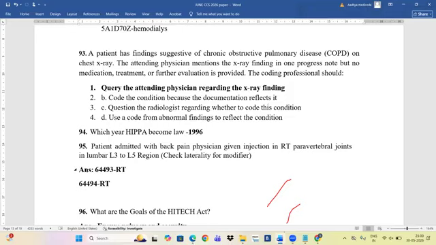Next, which year did HIPAA become a law? Which year did they start the HIPAA Act? No, 1996 they started the HIPAA Act. So guys, up to 94, whatever doubts you have, you can ask me, we can discuss.